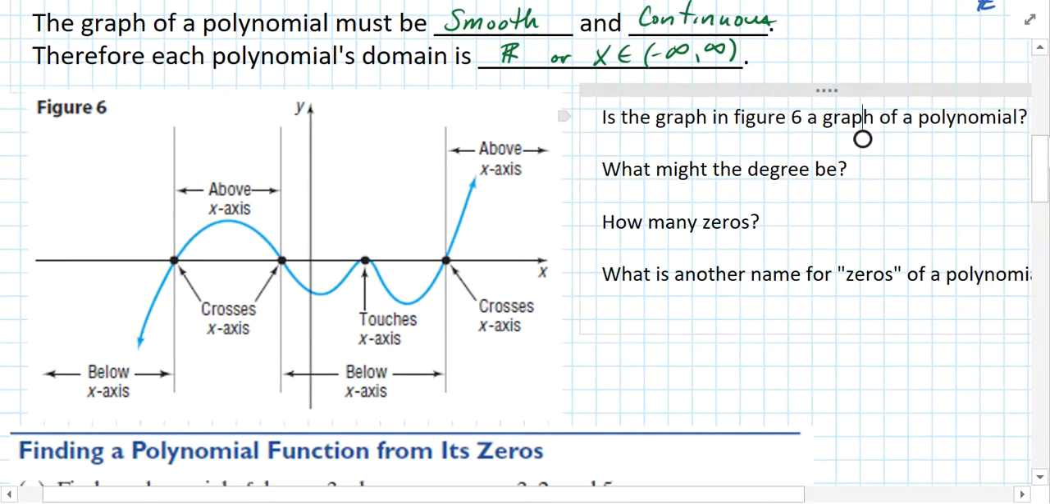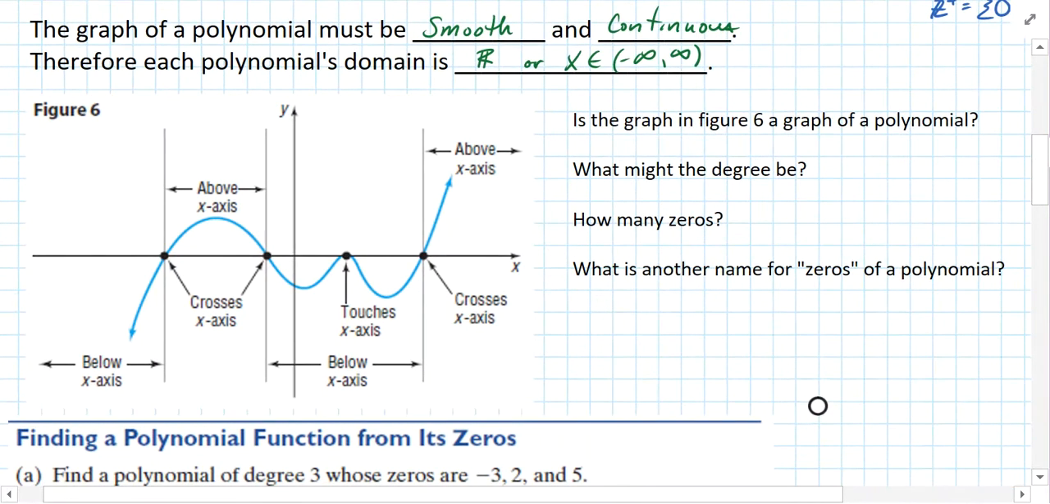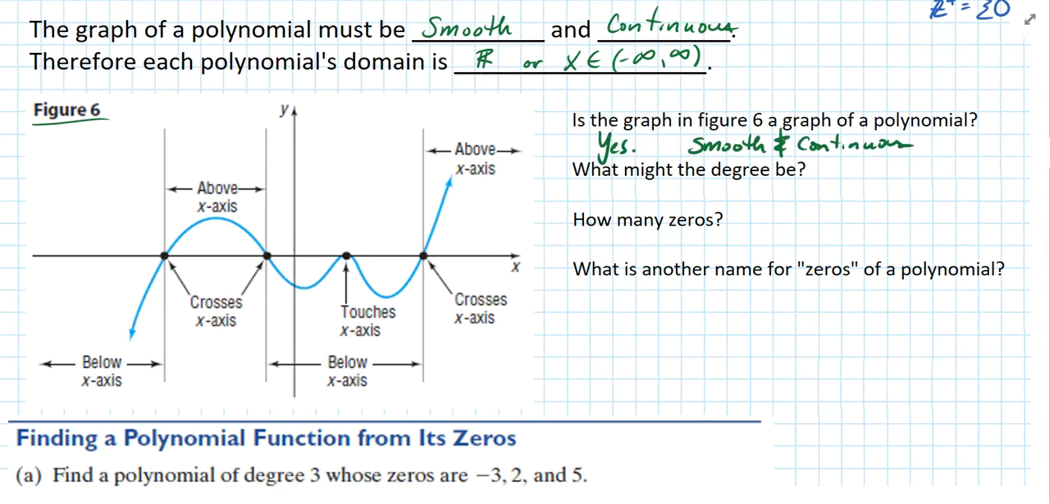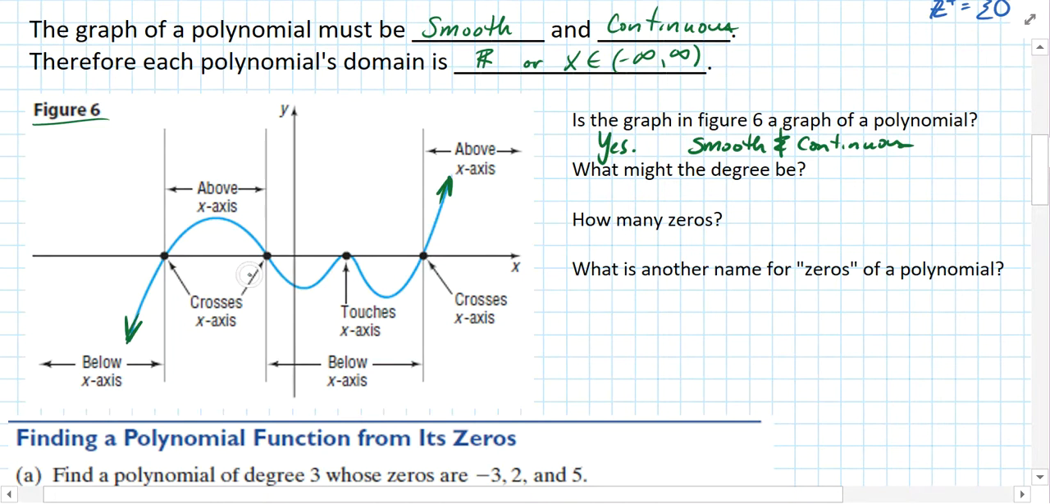So with that conversation in place, what do you think about this question? Is the graph in this figure, figure number 6, the graph of a polynomial? And I would say yes, because the graph does appear to be smooth and continuous. The arrows at either end imply that the graph continues essentially in this direction forever and ever. And there doesn't appear to be a break anywhere along the graph, and there are no sharp corners.